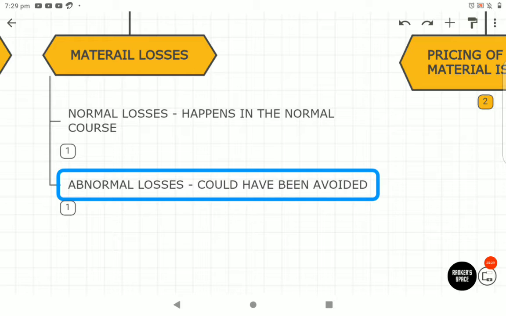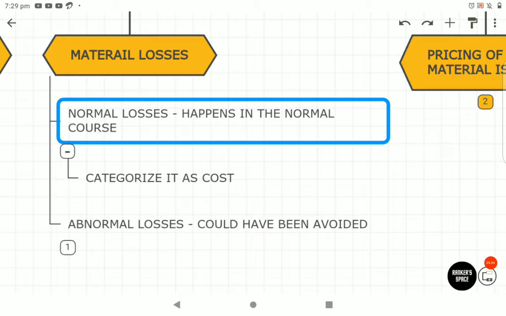So what is the treatment for normal losses? In the case of normal losses, you have to categorize it as cost only. You have to add it to the cost of production. You don't have to do anything else with it. Just treat it like a normal cost.